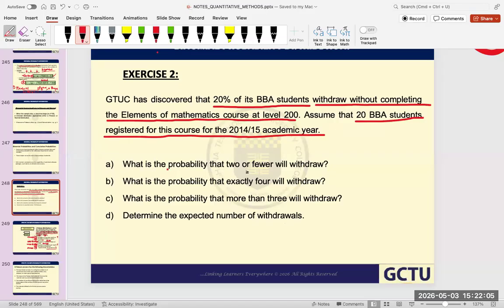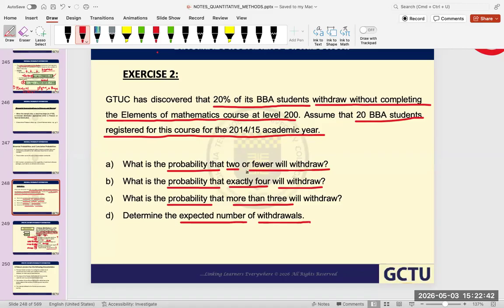A, what is the probability that 2 or fewer will withdraw? B, what is the probability that exactly 4 will withdraw? C, what is the probability that more than 3 will withdraw? And then D, determine the expected number of withdrawals.